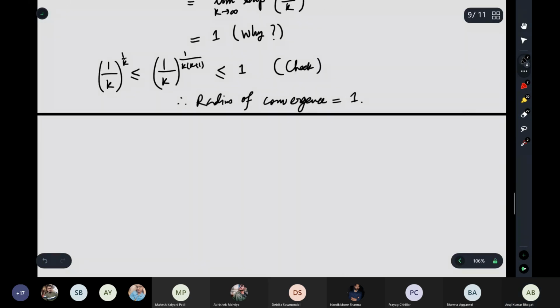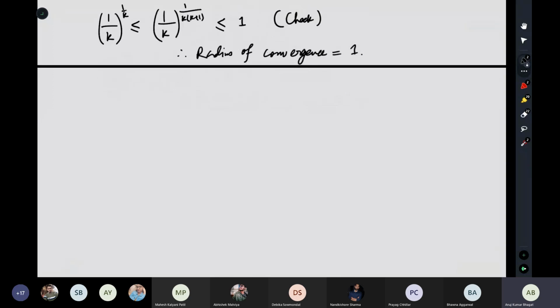I'll quickly discuss 2 more questions. This is from Joseph Bak only, this exercise, chapter 4.